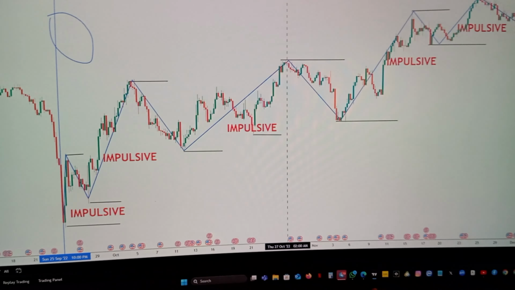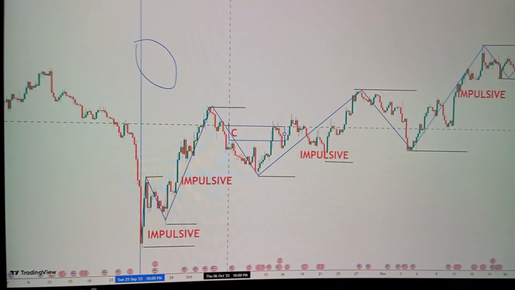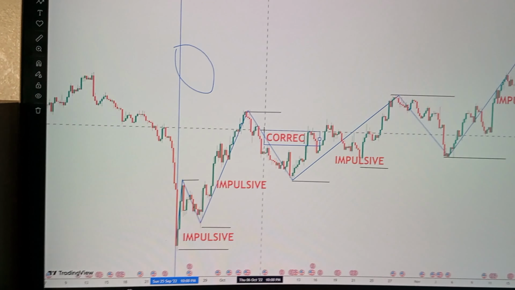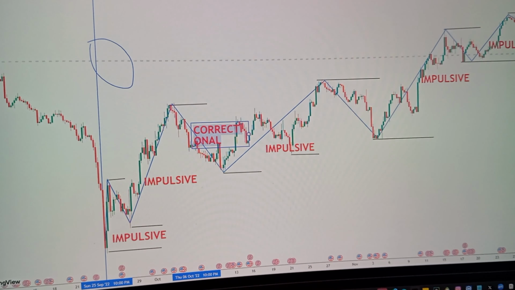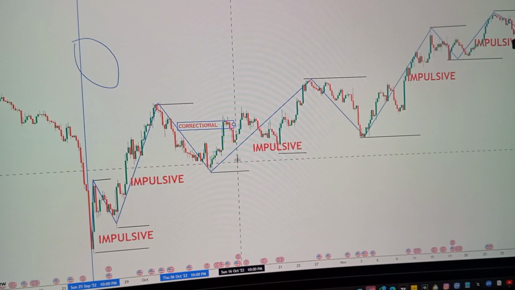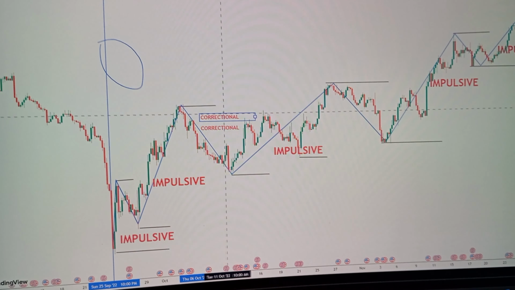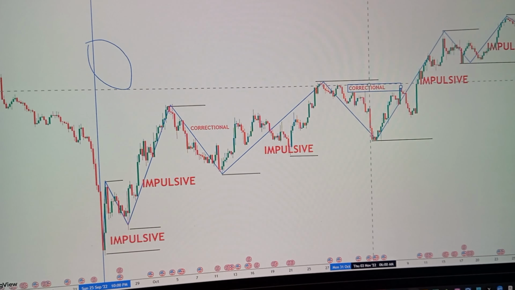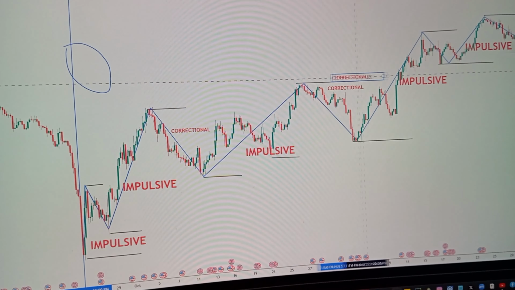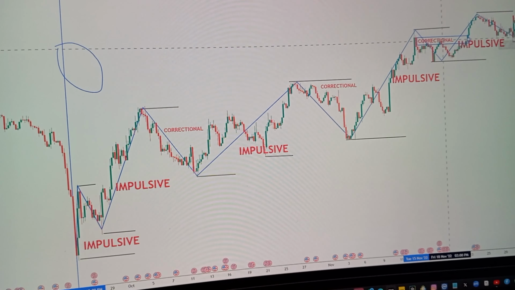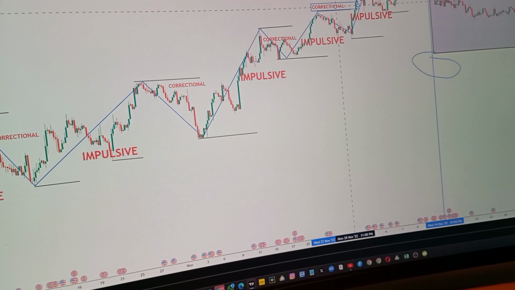That's correct, guys. And then this also, this is correctional. You will see the difference right now. This is correctional movement. This is a correctional movement. Okay, guys, this is correctional. This also is correctional. Here is correctional. Here also is correctional.